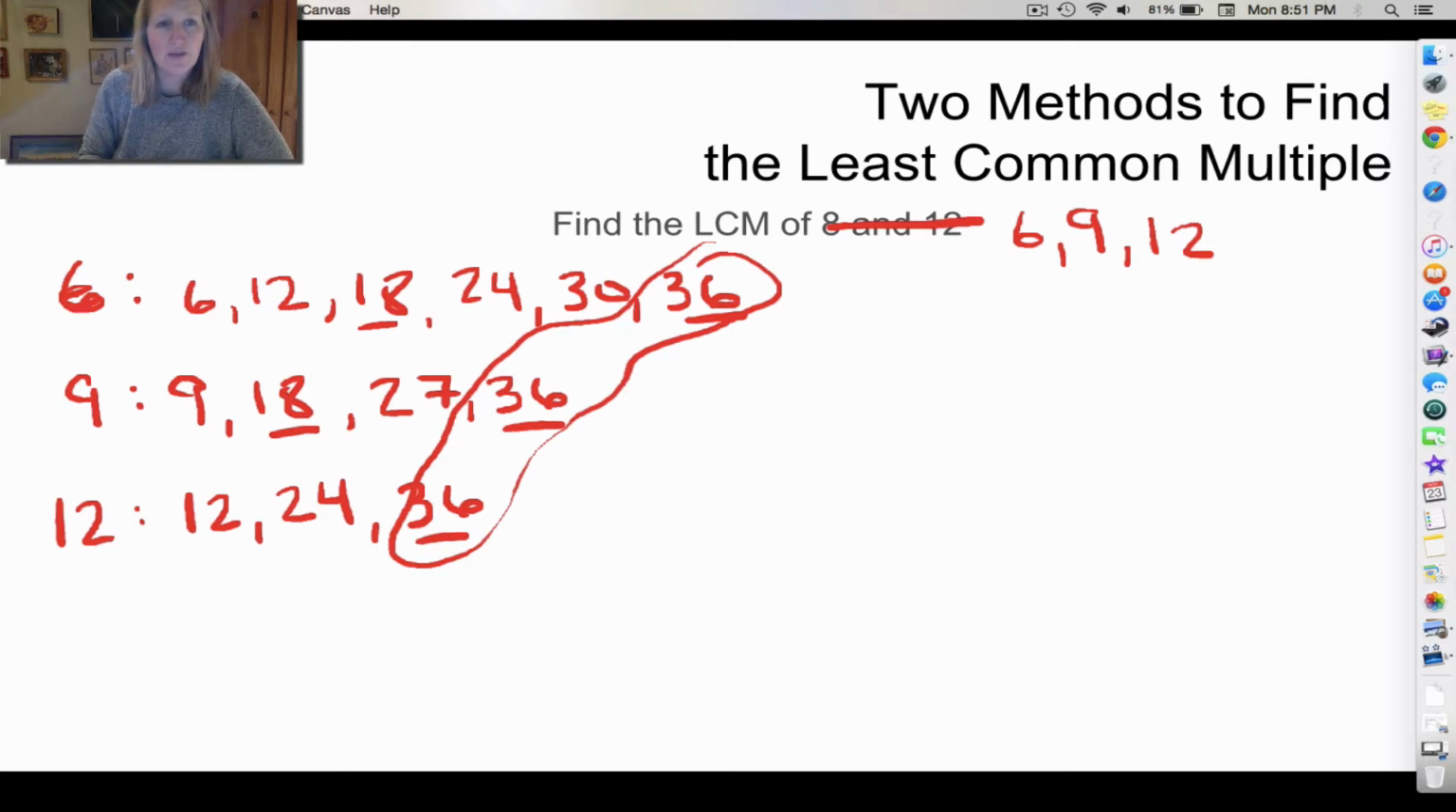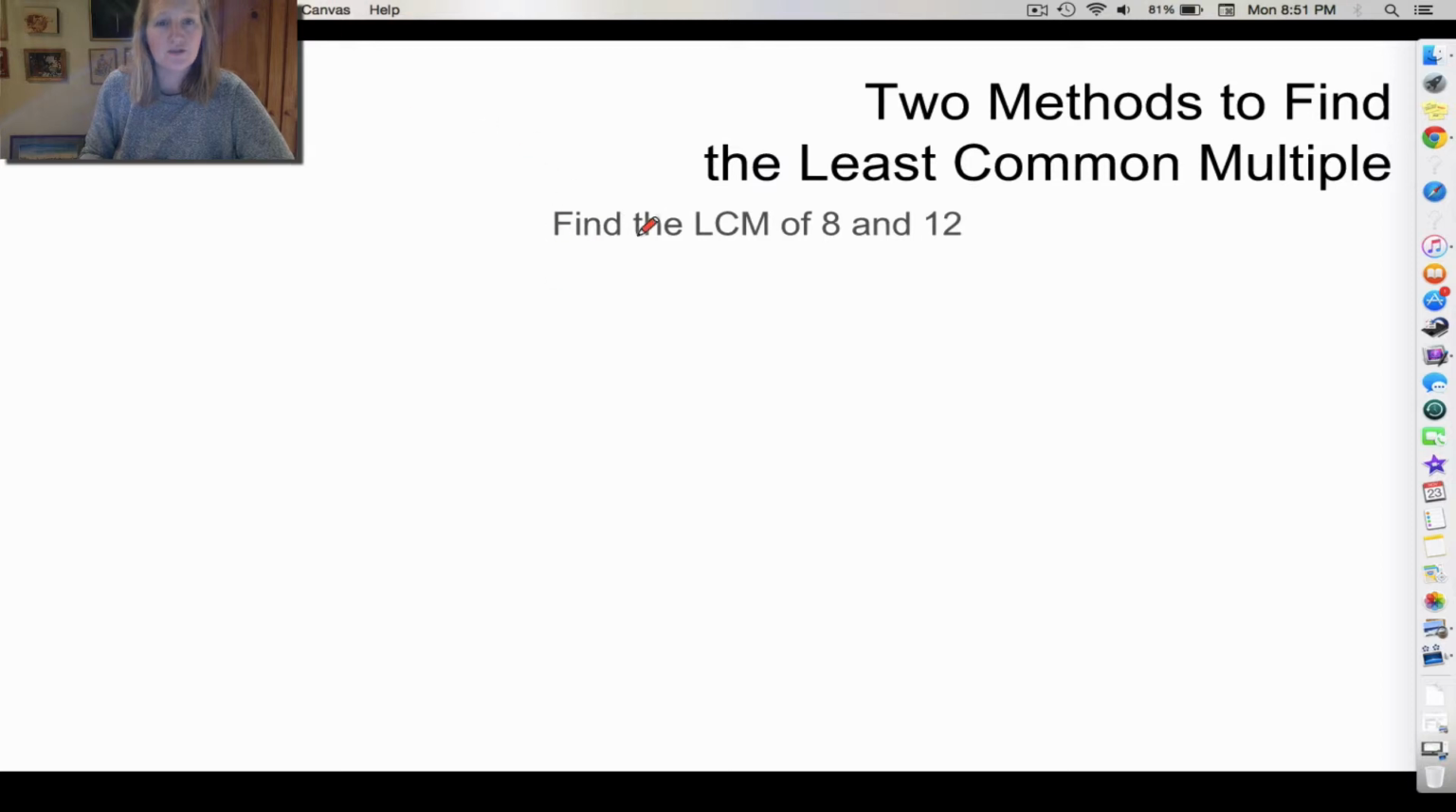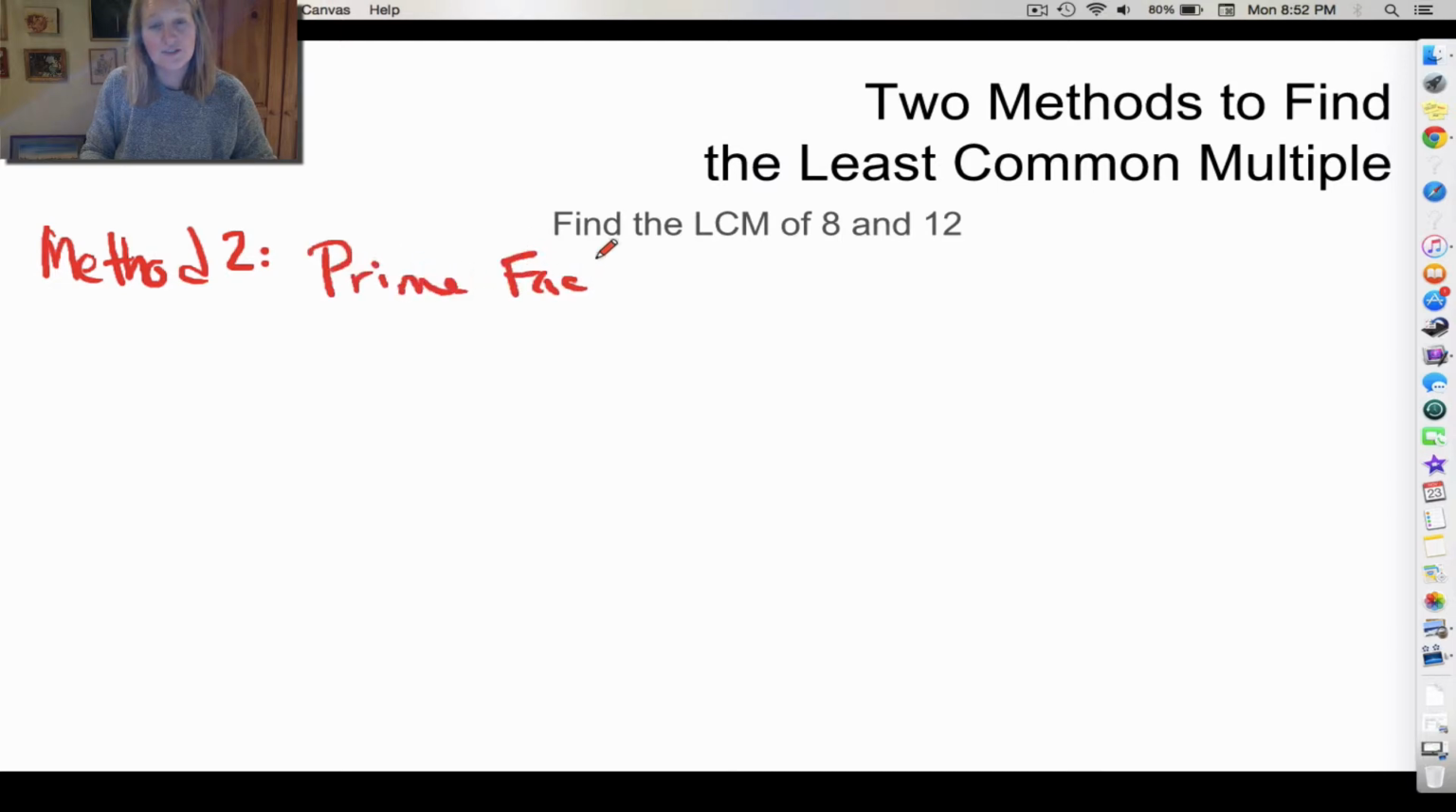And let's look at the other method with these same numbers. So find the least common multiple of 8 and 12. And method 2, what we're going to do is we're going to use prime factorization, which is kind of what we've been doing this whole time. So we're going to use prime factorization here. And what it is, you list the prime factors. So you kind of have a part A to this. So you list your prime factors of these numbers.